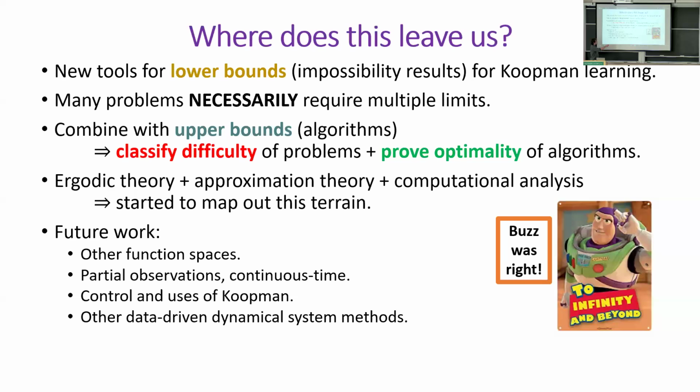Future work, other function spaces. So we saw this in Eagle's talk. Okay, impossibility theorems can also be proved in other function spaces. Partial observations, okay, what happens if you change the measurement device? Continuous time, control and other uses of Koopman operators. And beyond Koopman, okay, so you saw how we were sort of embedding complexity into the system to trick an algorithm. This technique could be applied to other algorithms or other methodologies or setups used to study dynamical systems from trajectory data beyond just Koopman.